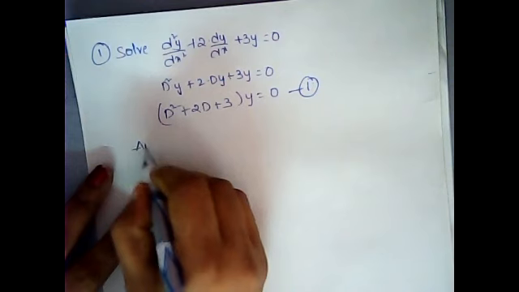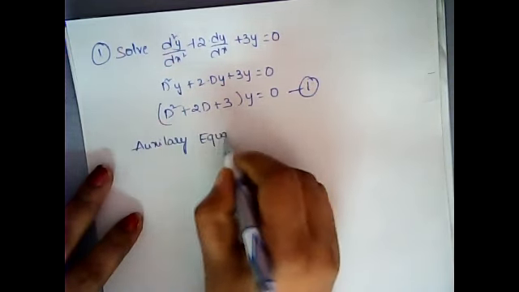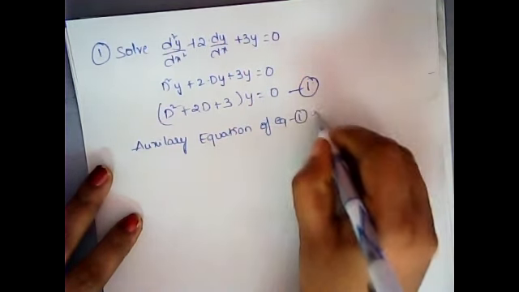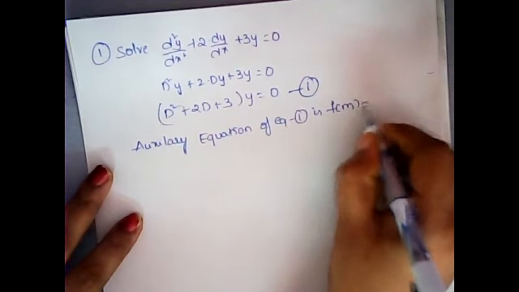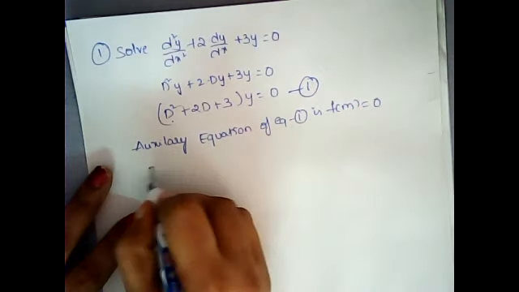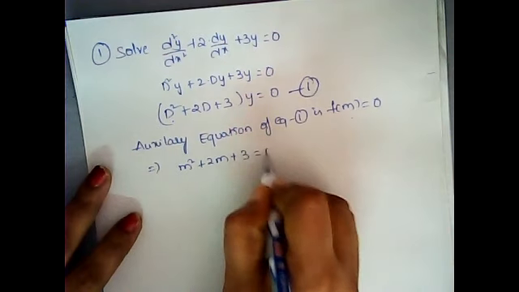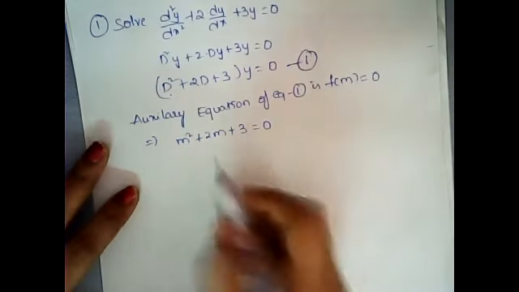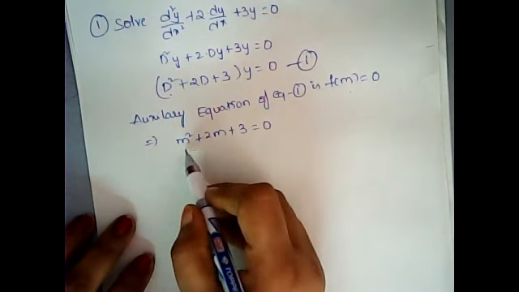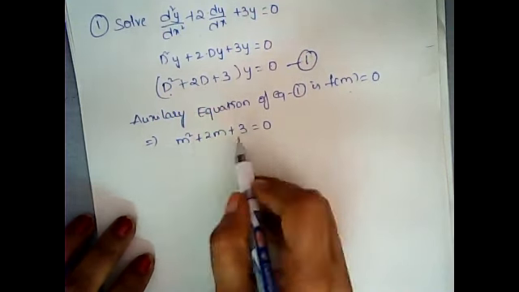What is the auxiliary equation for this equation 1? The auxiliary equation of equation 1 is f(m) = 0, which is nothing but substituting m in the place of D. So m² + 2m + 3 = 0. Now we need to get the m roots for this. So can we reduce the factors here?